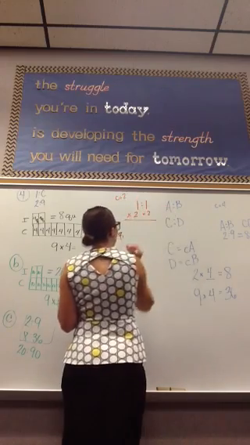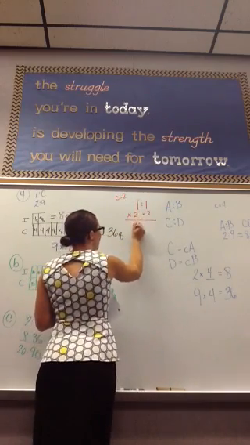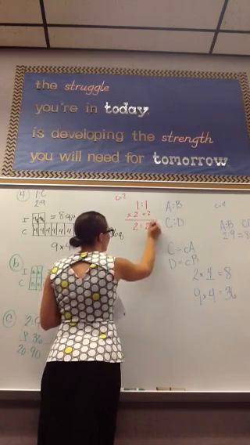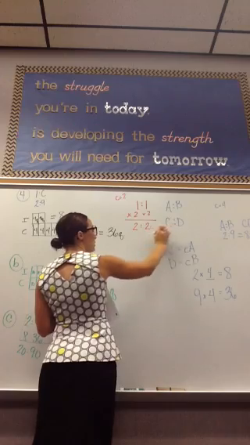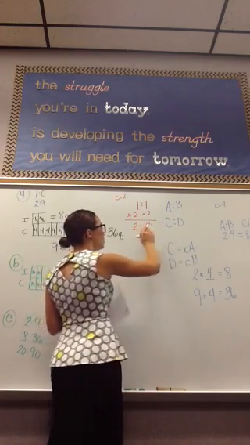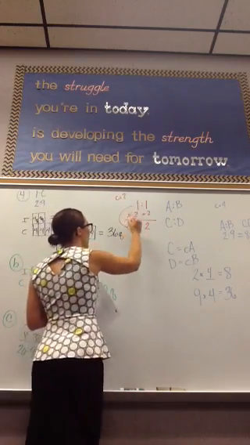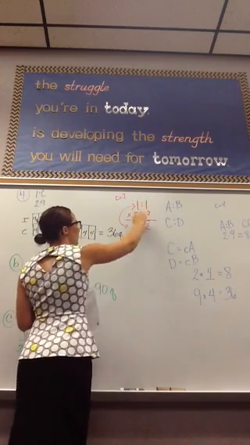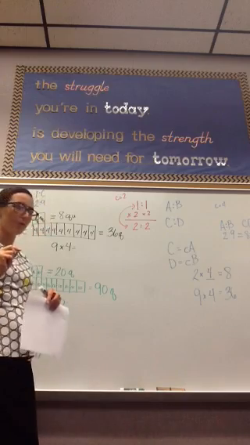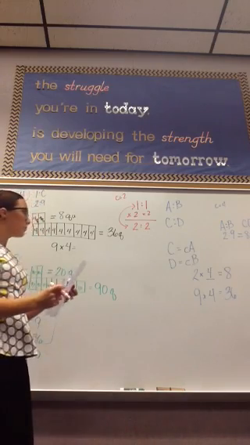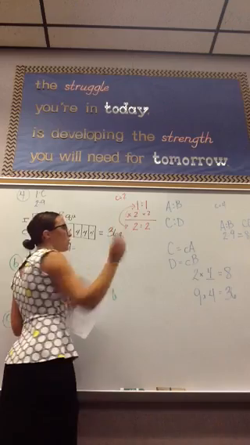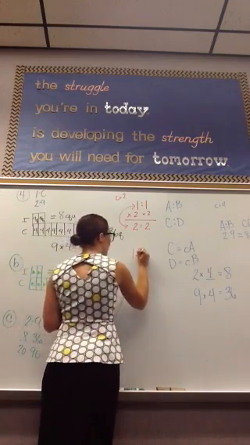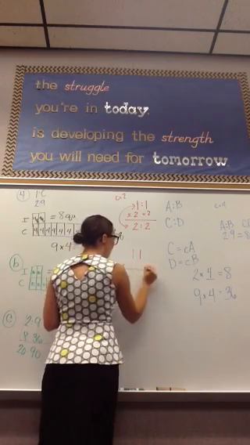1 times 2 is 2. 1 times 2 is 2. So our new ratio, CD, is 2 to 2. 1 to 1 is equivalent to 2 to 2 because we multiplied both digits by the same whole number. So there's one equivalent fraction. Go ahead and create another equivalent fraction by multiplying 1 to 1 times another whole number.